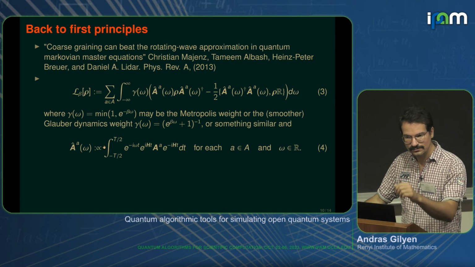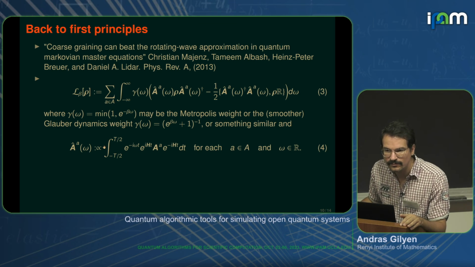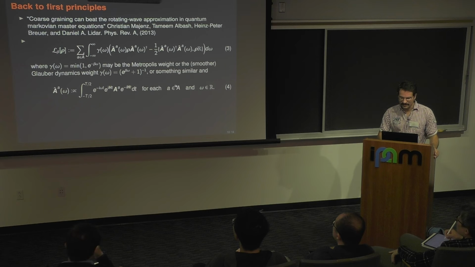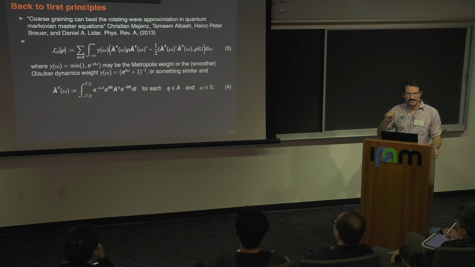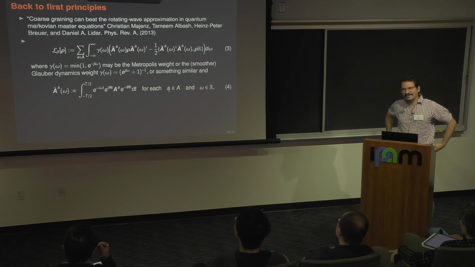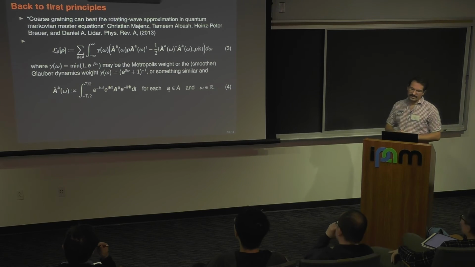Sorry, what's the small a here again? Pardon? What's the small a here again? The notation? Yeah. Previously it was J. So this is the labeling of the jump operators. And that's a set of jump operators.